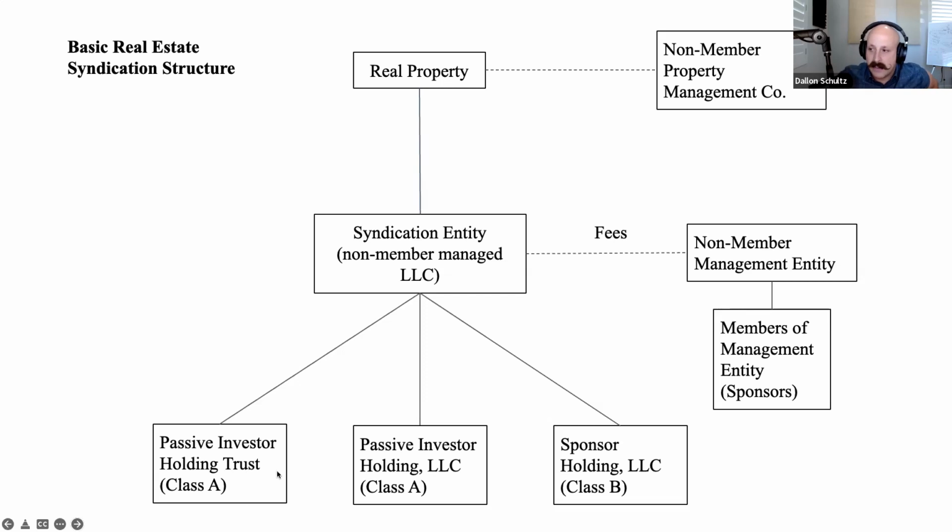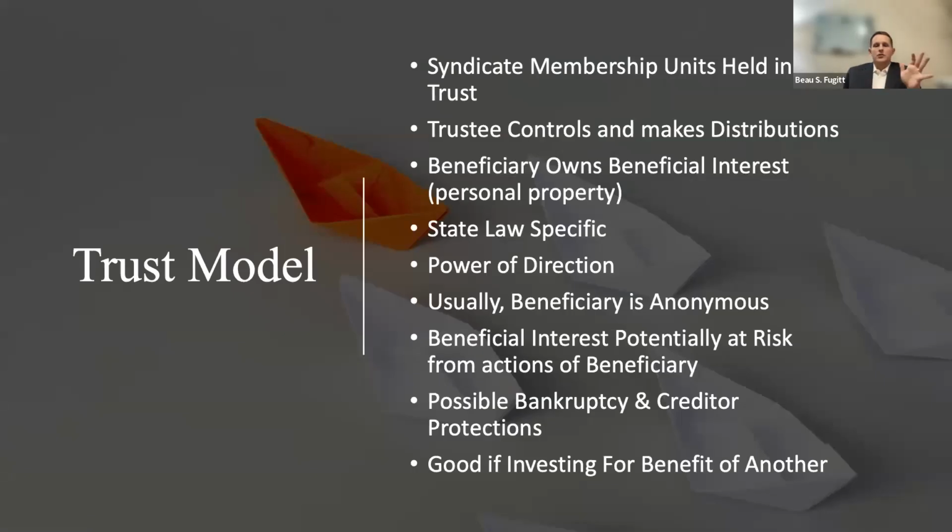But as a passive investor, Beau, what would be the best next step for a passive investor if they wanted to get involved in a syndication like this? Great question. And that leads on. So there's two models that I would recommend. The first one is not my favorite, but would be the trust model, just setting up your standard trust, right? And then that trust can actually own membership units of the syndication LLC.